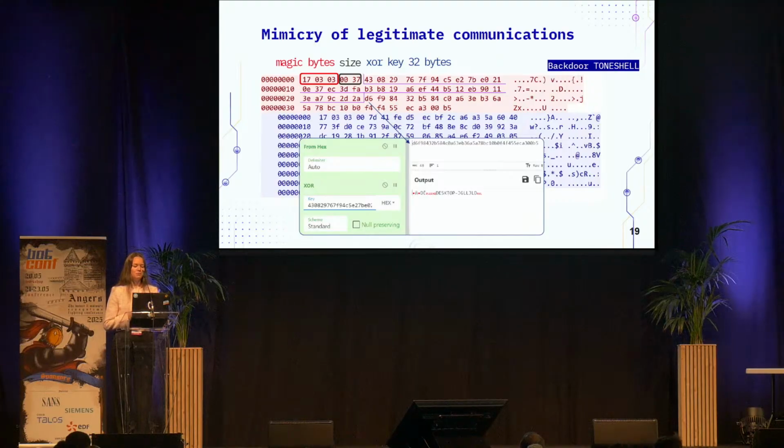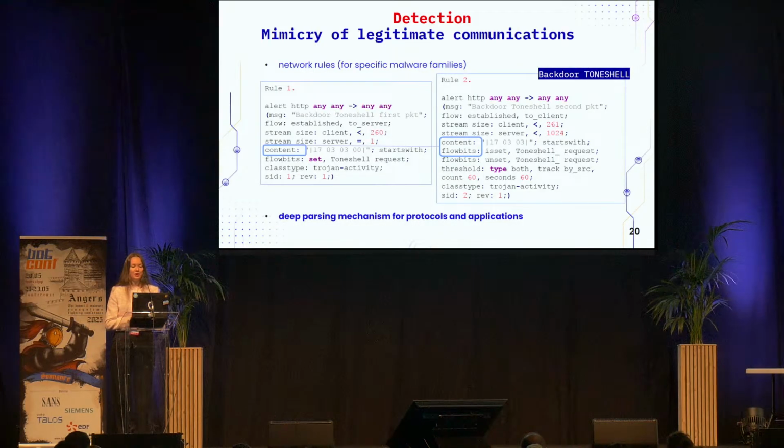So also we can decrypt other bytes, and see how we can detect it. This example is a really good example for network rules when we know about the malware. So it cannot help you to find new malware, but it will help to detect already known malware. For this family, for example, we can write two rules connected with flowbits. Flowbits is a keyword of the Suricata language. These are Suricata rules, and these keywords connect rule 1 and rule 2.